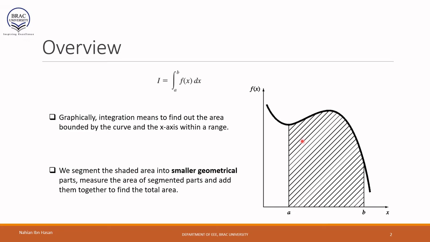So we are going to segment the shaded area into smaller geometrical shapes, then find the area of each segment and sum over all the segments. As a result, we will get the total integration under this curve. That means we are going to find the total area under this curve.